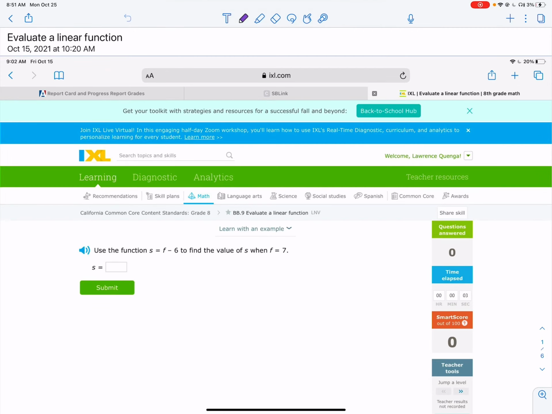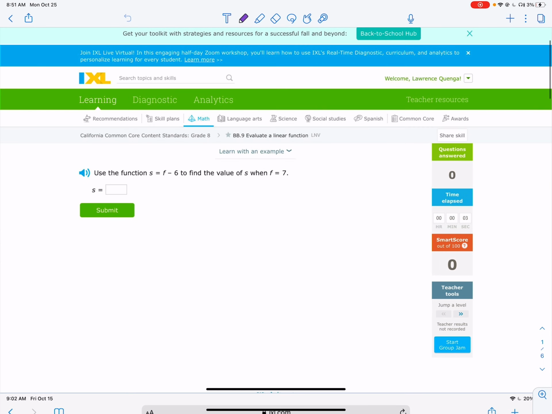So today we're going to be talking about evaluating a linear function, okay? And this is a lot easier than it might seem. It says use the function s equals f minus 6 to find the value of s when f equals 7. So that's the important part right there. It says f equals 7, value of s when f equals 7.